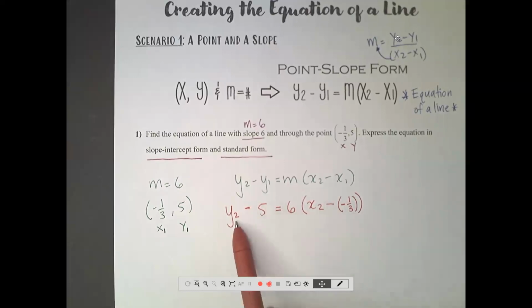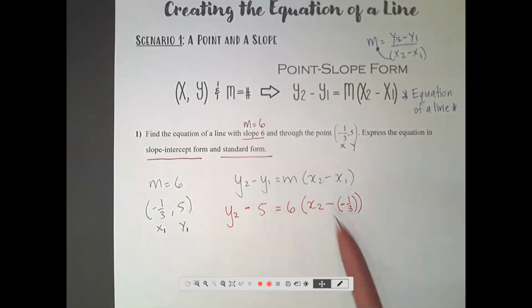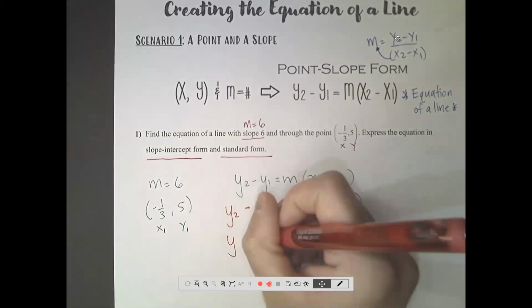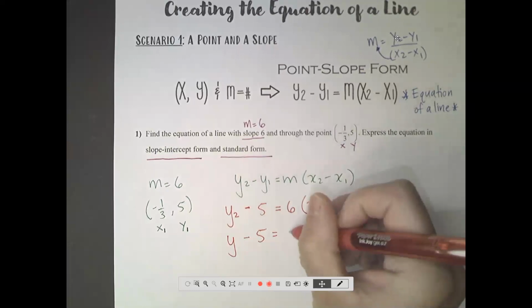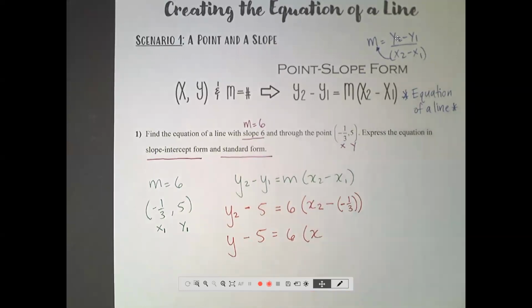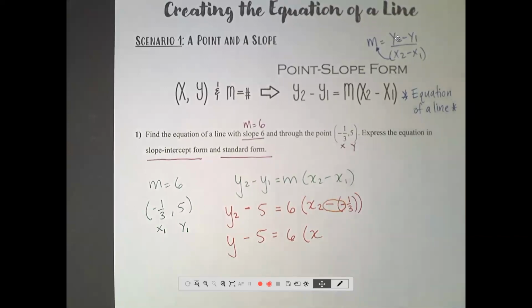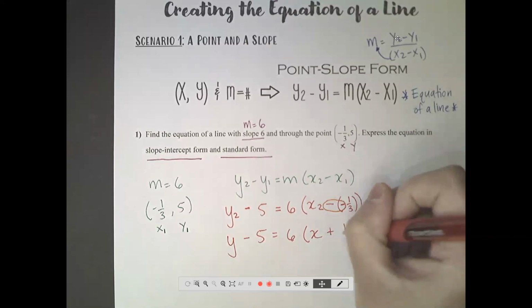Now, what do I do with these little subscripts too? Well, in the next step, I don't need to include them anymore. They're sort of like placeholders. They tell you where you're going to be putting in these values. Once you've substituted things in, you can actually drop these little 2's to make it a little bit cleaner. So in the next line, I'm going to go y minus 5 is equal to 6 bracket x. And I'm going to go ahead and clean up these signs. I know 2 negatives make a positive. 1 over 3.